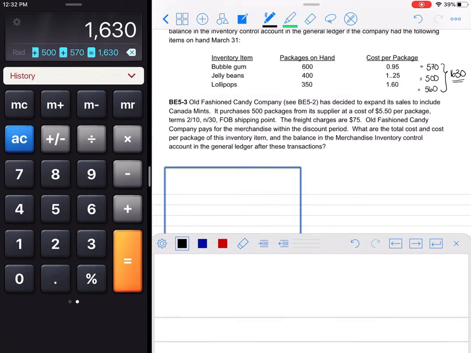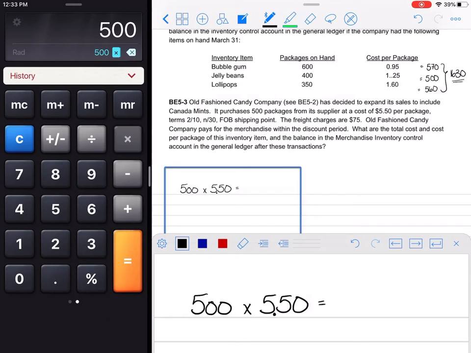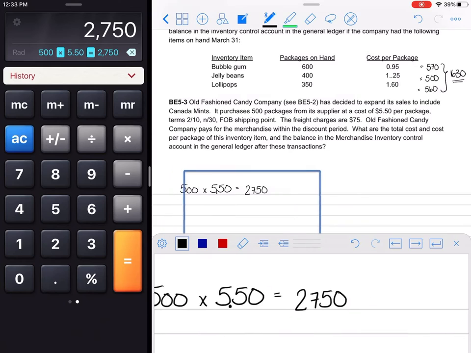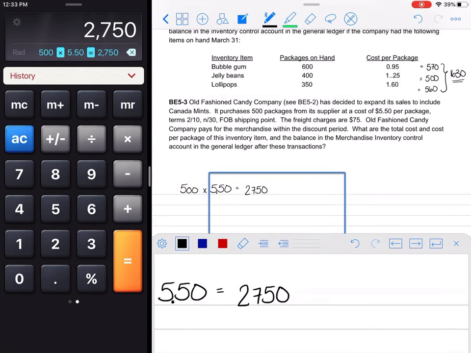So first we're going to start off with the cost of our inventory. So we bought 500 units at a price of, sorry, not $550, $5.50 each. So 500 times $5.50 gives us a cost of inventory of $2,750. So that's the gross value of it.